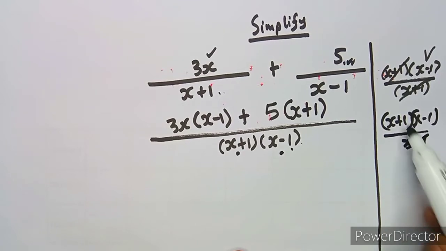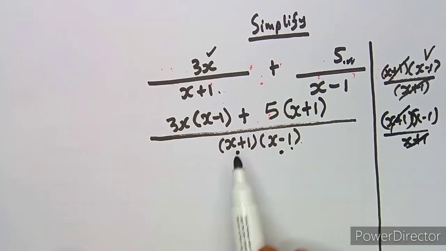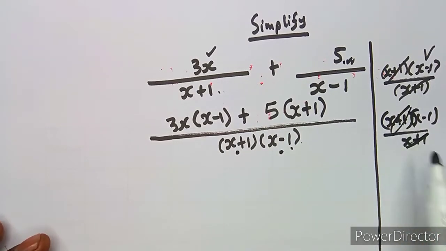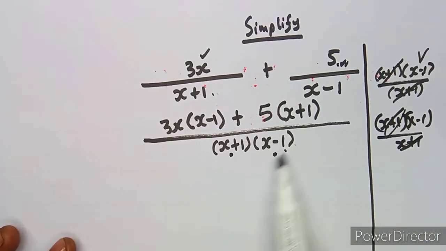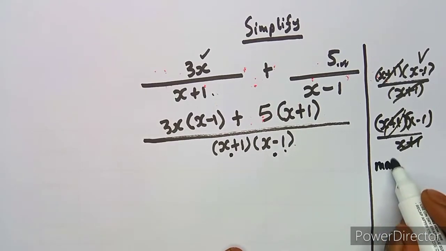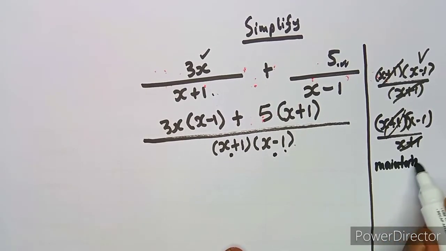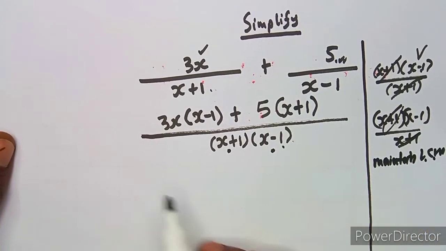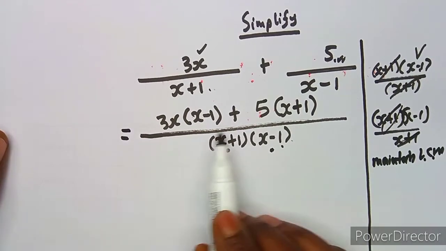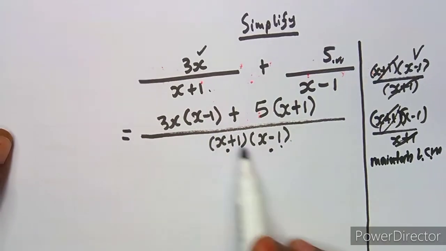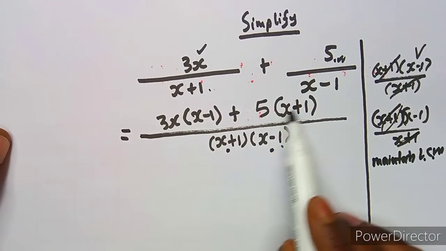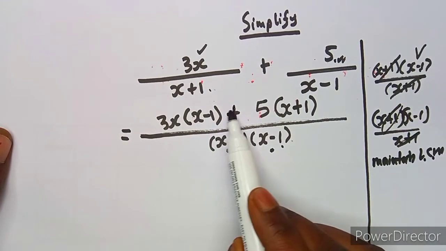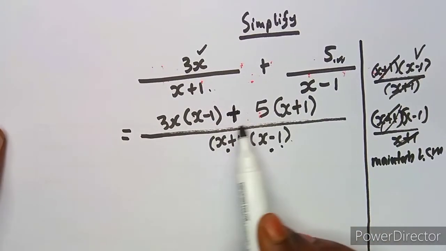You imagine cancelling, but you don't do the cancelling here to remove it. No, you just imagine cancelling, but you maintain this LCD as it is. So always maintain the LCD, which is the LCM. Never be tempted to cancel these two or these two. They do not cancel because we are adding here, so we cannot do that.